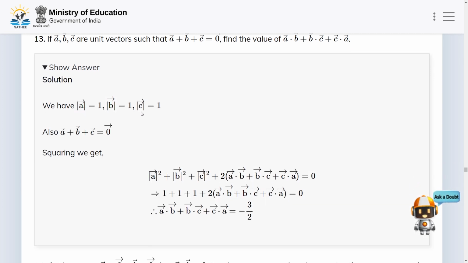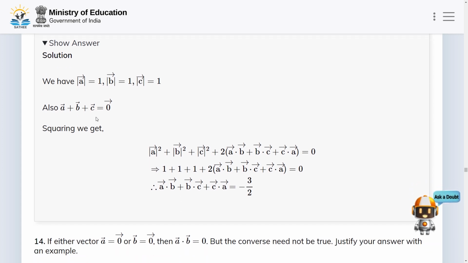As is already given, all the 3 vectors are unit vectors. This means the magnitude of A, B, C are all equal to 1. This is already given. So A plus B plus C is equal to 0. This means what? Square both sides. Yes, so squaring both sides.